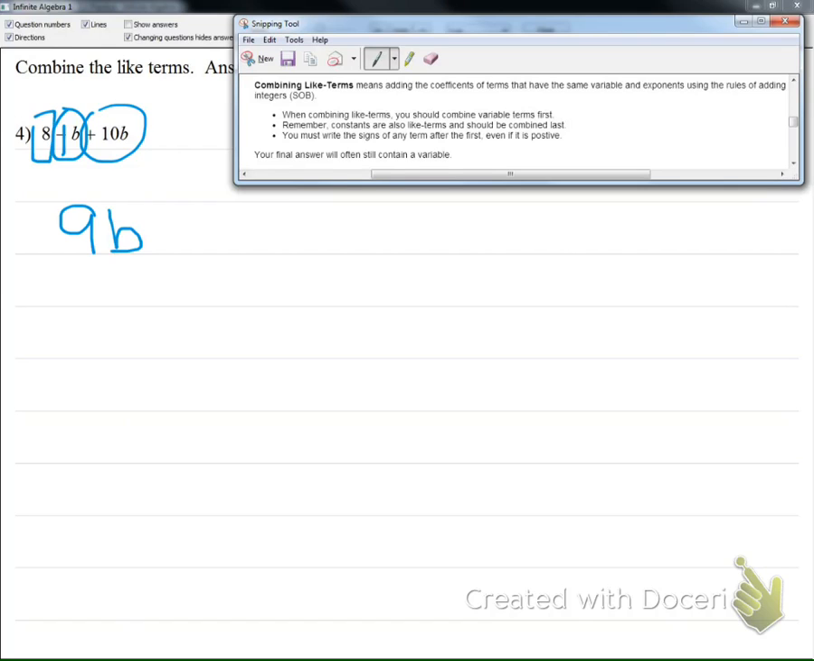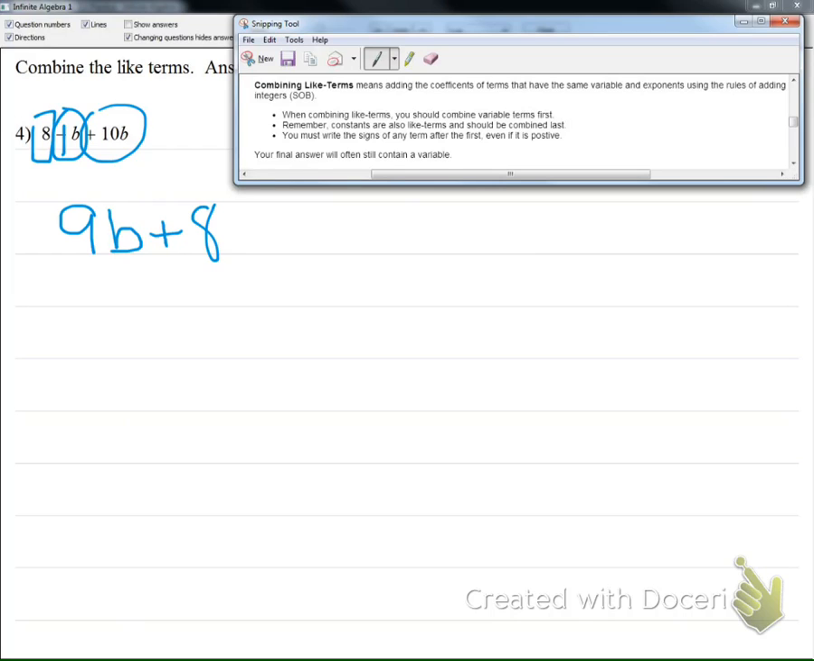The term that we have left over is that 8. Don't do this. What's wrong with that? You don't have the sign. Remember to include the sign, the positive 8. There wasn't another term to combine it with, so you just copy it down as a positive 8, and that's your answer.